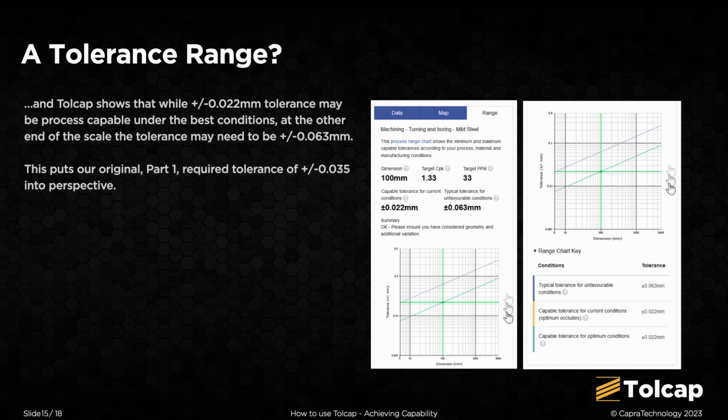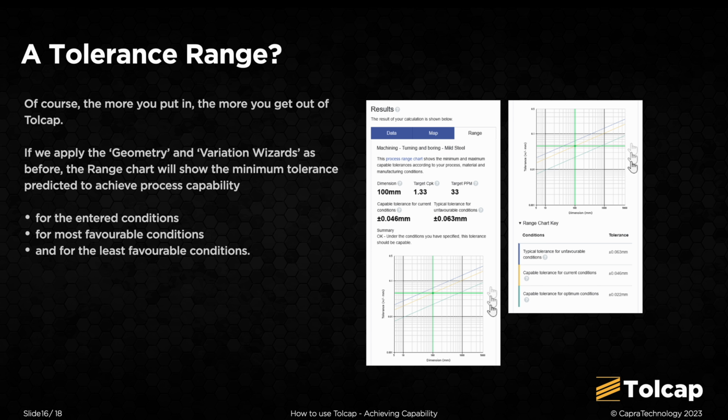Of course, the more you put in, the more you get out of Tolcap. If we actually apply the geometry and variation wizards as before, the range chart will show the minimum tolerance predicted to achieve process capability for the entered conditions now, for the most favourable conditions, and for the least favourable conditions.